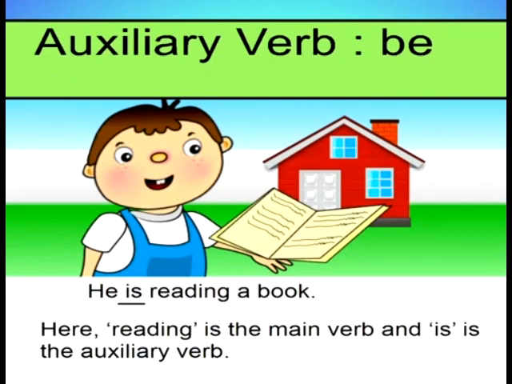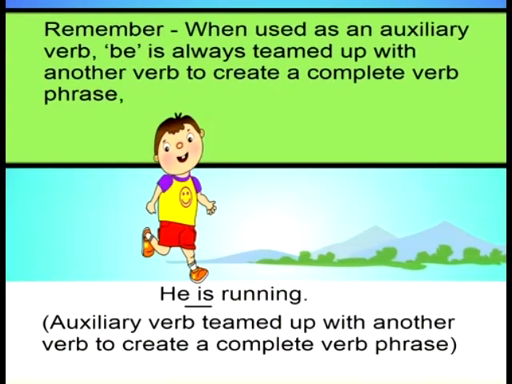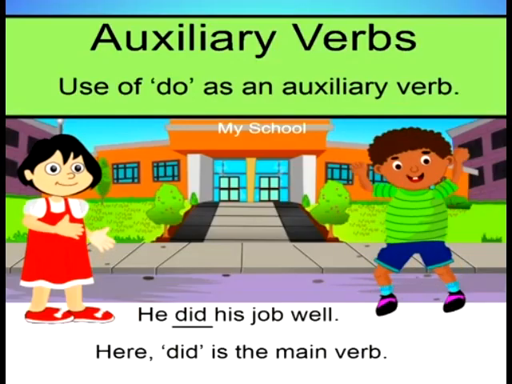Now let's look at the second case. He is reading a book. Here clearly reading is the action being done, so it's the main verb, and is is the auxiliary verb. He is running. Here is the helping verb has to be used with the main verb, which is running.